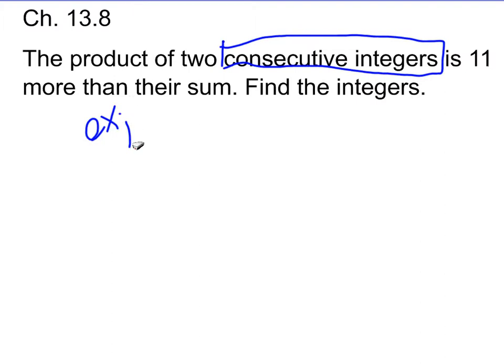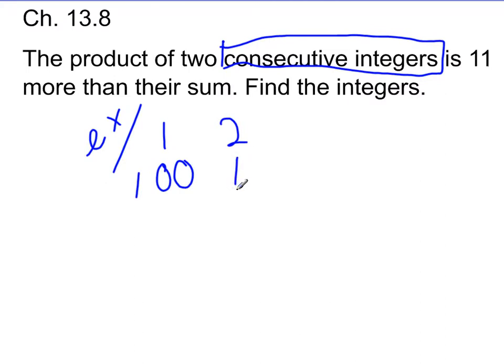So if we wanted an example, so to speak, of consecutive integers, we could say 1 and 2 are consecutive integers, or maybe 100, and then the next page would have to be 101. So they follow one after the other.